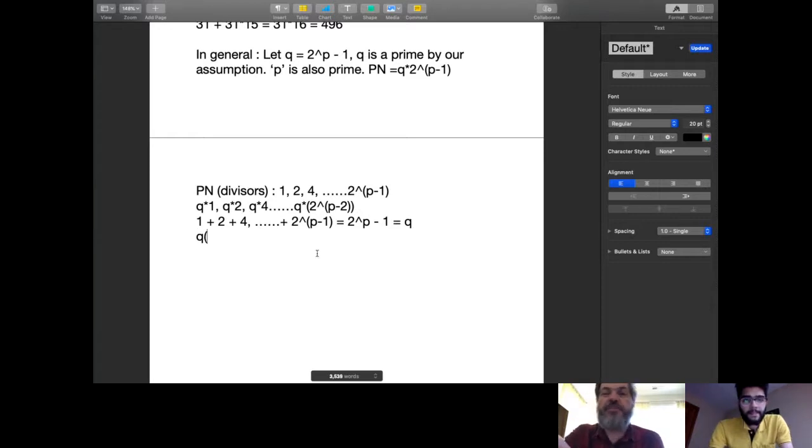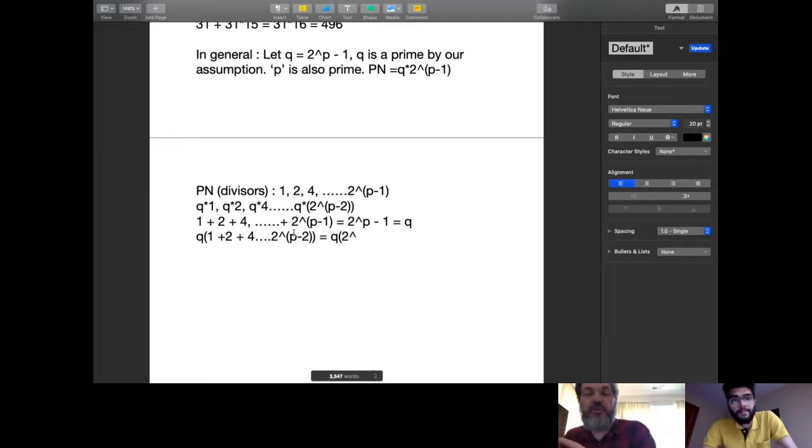It was q times, and then I have powers of 2: 1 plus 2 plus up to 2 to the p minus 2. So this equals q, and still inside parentheses, we know what happens. It's a sum of powers of 2, so it's the next power of 2, but the next power of 2 after p minus 2 is 2 to the p minus 1. And then, of course, a minus 1 outside. So this is 2 to the p minus 1 minus 1.